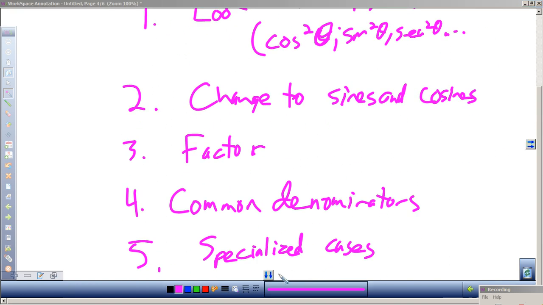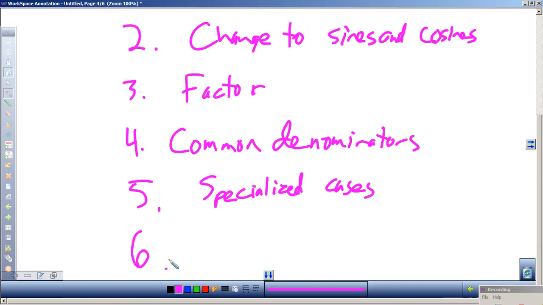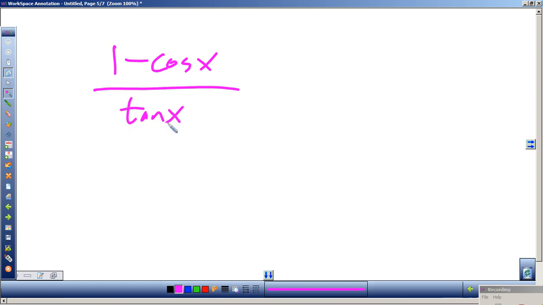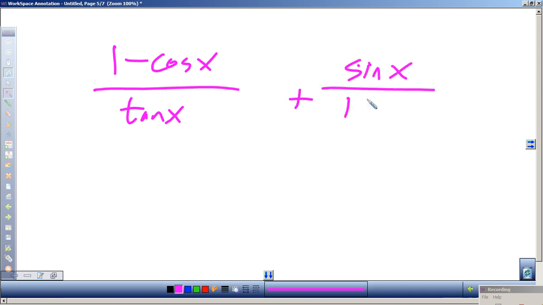And let's see, I think I had a sixth one I wanted to add, and I'm not remembering what it was. Anyway, let's do another one of these. Maybe we'll see it in here. 1 minus cosine x over tangent x plus sine x over 1 plus cosine x. And the goal is simplifying this.